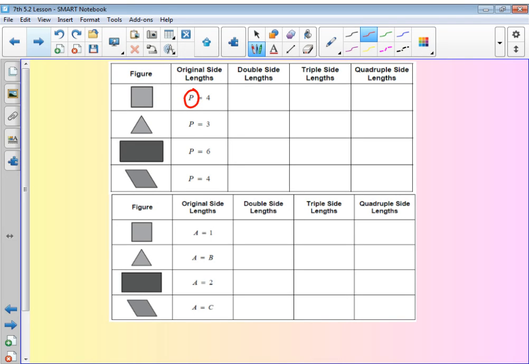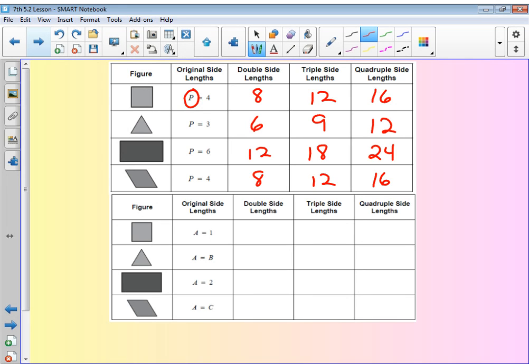So for my squares, I should have had 4, 8, 12, 16. My triangles, I ended up with 3 and then 6, 9, and 12. I'm just pulling this off of my figures, so this is not off the top of my head. I don't have this memorized. I'm just pulling it from my information on the pages that I just got done doing with those figures. On my rectangle, we should have had 6, 12, 18, and 24. And then for my parallelogram, we had 4, 8, 12, and 16.